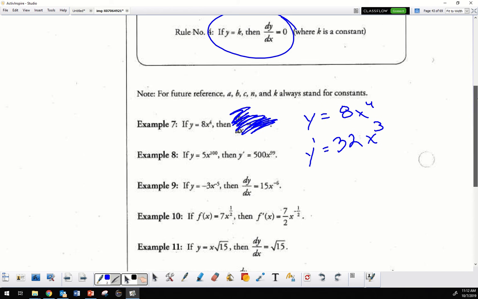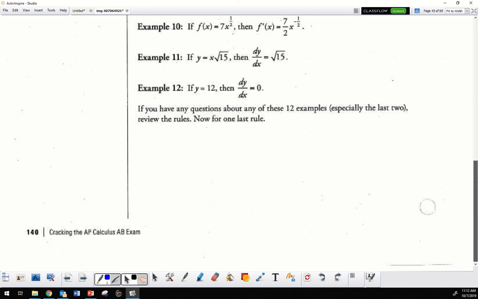So I just wanted to do one of the examples for this. I hate skipping through all these.